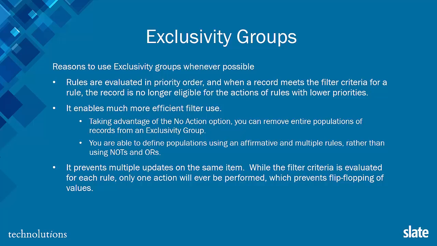The priority groups allow you to weed out larger populations at a higher priority and work your way down. It enables more efficient use, taking advantage of the no action option, so you don't have to repeat the same filter throughout all your rules. For example, if there's a particular group of students you wanted to exclude as a population, you wouldn't have to say not in, citizenship of foreign national, in every single rule in that exclusivity group. You could have a simple exclusivity group rule: if you're international, do nothing, or do no action.